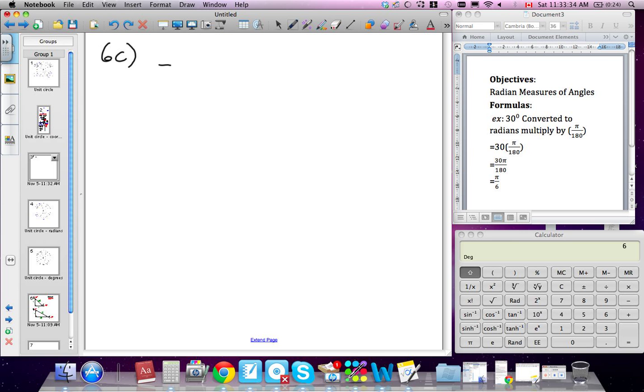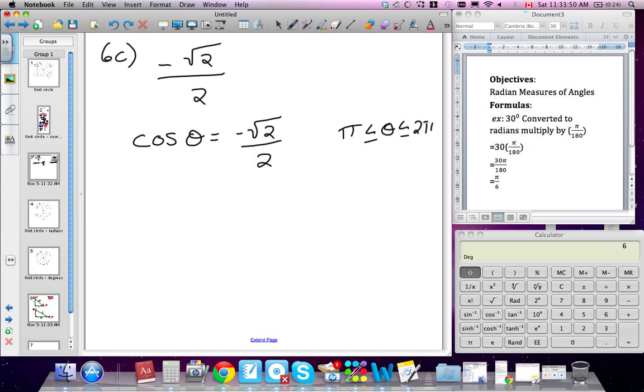Okay, question 6c. Same idea. This time we have negative root 2 over 2. Again, we know it's going to be cosine theta is equal to negative root 2 over 2, and theta needs to be between pi and 2 pi. So first thing we're going to do is convert this to degrees so we can work with our Cartesian plane. So it makes a little more sense to us.